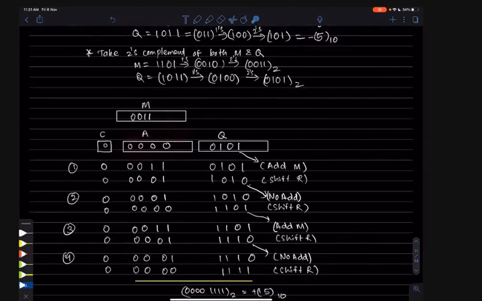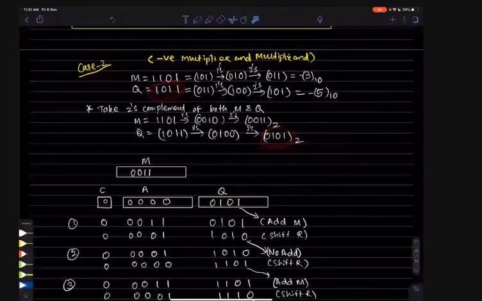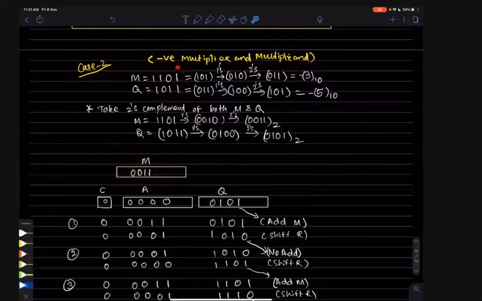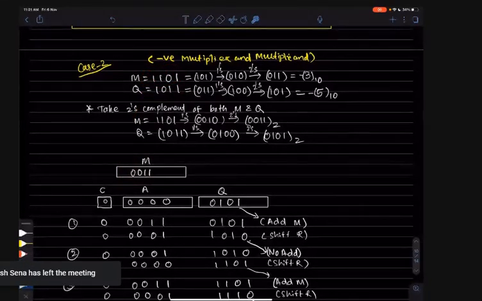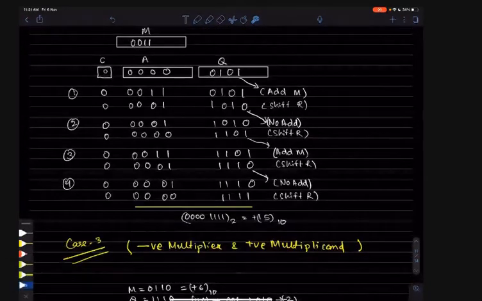Q is the 2's complement of the original number. M is also the 2's complement of the original number. We will not just copy the number, we have to do the 2's complement and then copy, because it is case number 2. Done. Then after this all other things are same.